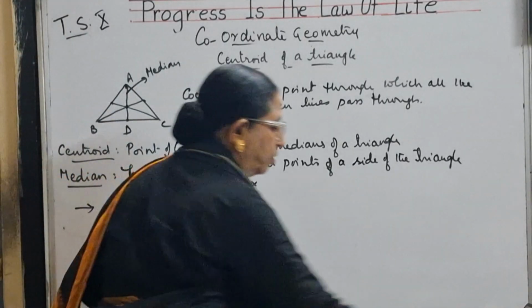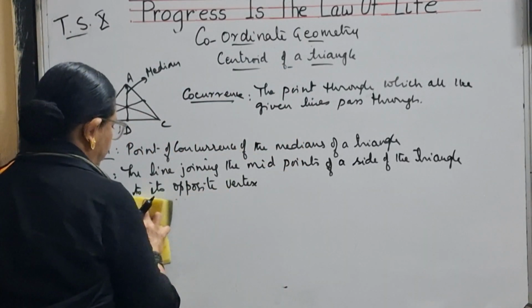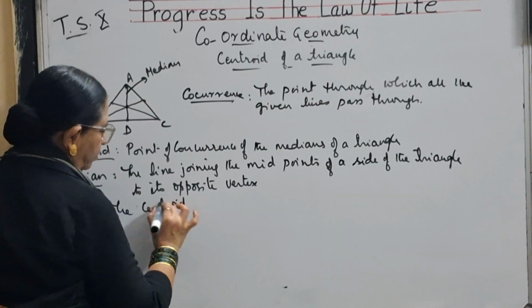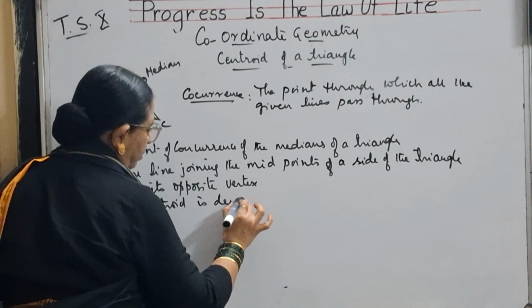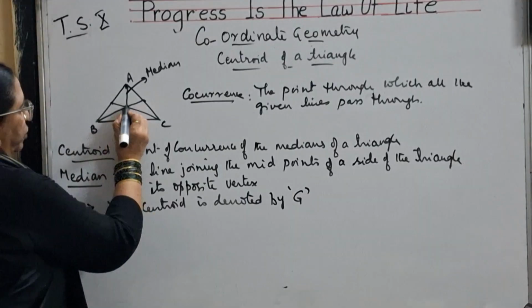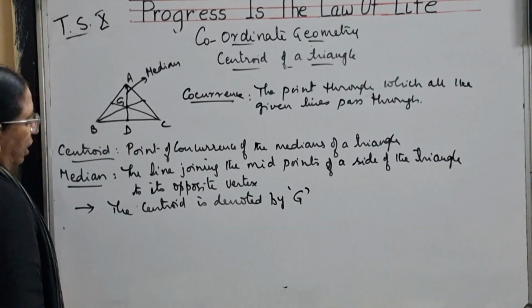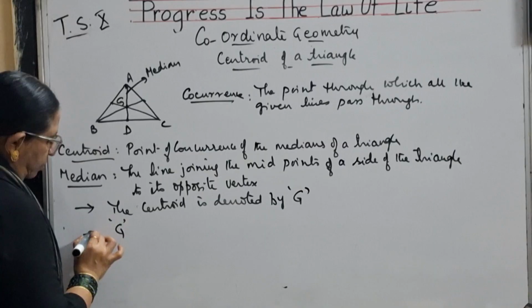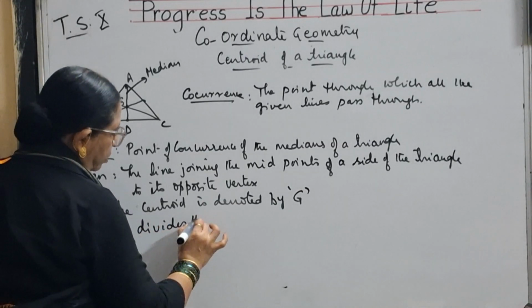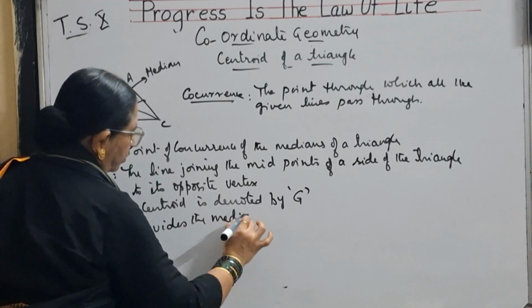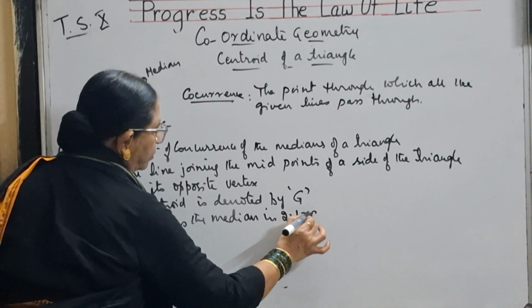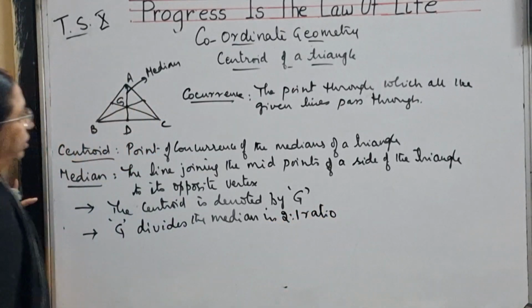Otherwise I will write the centroid. The centroid is denoted by G. This point is denoted by G, and another important point is that G divides the median in 2:1 ratio. These are all points we have learnt earlier, children.